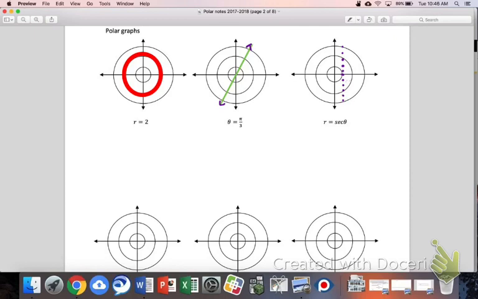So when you guys come to class tomorrow, we will just continue exploring and messing around with these. Please have your calculators. We'll use those a lot.